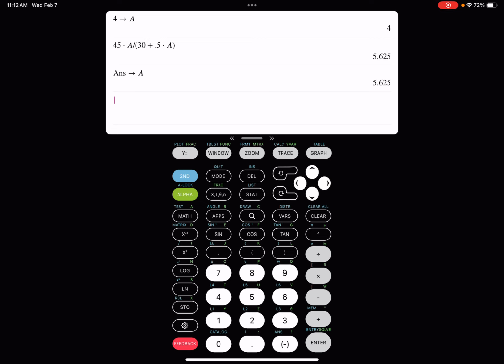Now I want to plug this into my formula as the A. Well, there's a shortcut to do that. If you hit the second button and then the enter button in the bottom right corner, that's going to give you whatever you entered last.